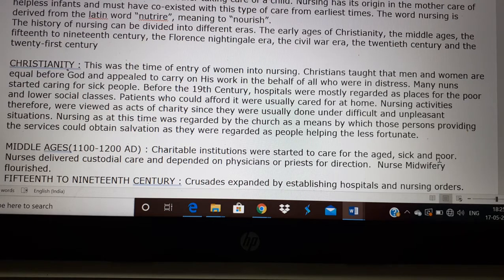Then in the Middle Ages, that is from 1100 to 1200 AD, there were many charitable institutions that started taking care of aged, sick and poor people. Nurses delivered this kind of care under the direction of the physician or priests, and this was the time when midwifery became very famous. Women who were going to give birth were cared for by nurse midwives, and this was during the Middle Ages.